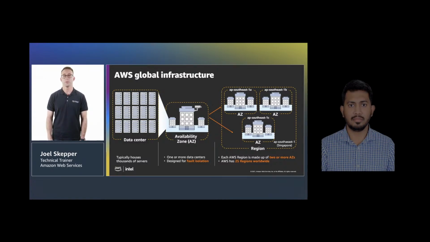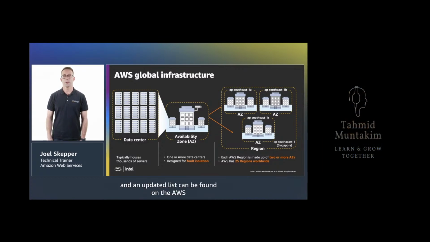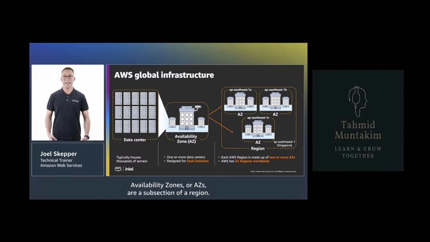London, as an example. There are multiple regions deployed globally. An updated list can be found on the AWS infrastructure page, infrastructure.aws. Next, we have availability zones. Availability zones, or AZs, are a subsection of a region.